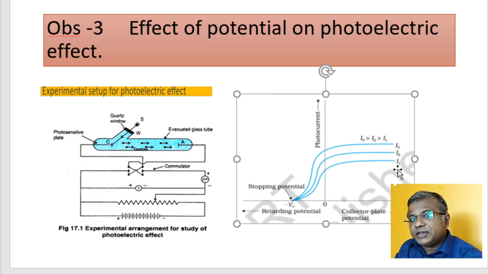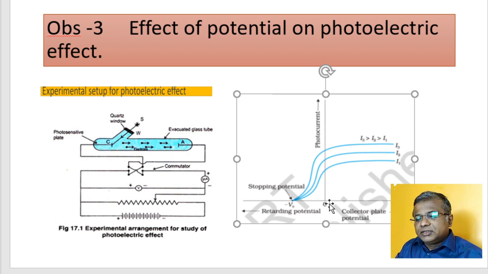This graph has to be understood very clearly. There are three parts in this graph. One part is the potential here, the second part is the photocurrent, and these are actually three graphs for three different situations. The first time the intensity is I1, the second time the intensity is I2, and the third time the intensity of light is I3. So I3 is greater than I2, which is greater than I1, meaning I am continuously increasing the intensity.